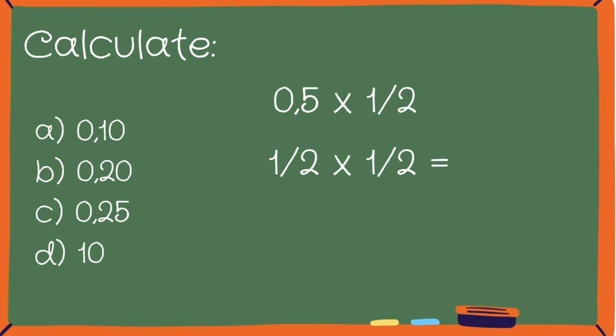And now we have to remember the multiplication of fractions. When I multiply two fractions, I multiply the numerators and then the denominators. So we would have here 1 by 1 is 1, 2 by 2 is 4. The answer would be a quarter, but we don't have it here in fraction expression. We have it in decimal expression, but a quarter is the same thing as 0.25. That's why the answer will be the letter C.